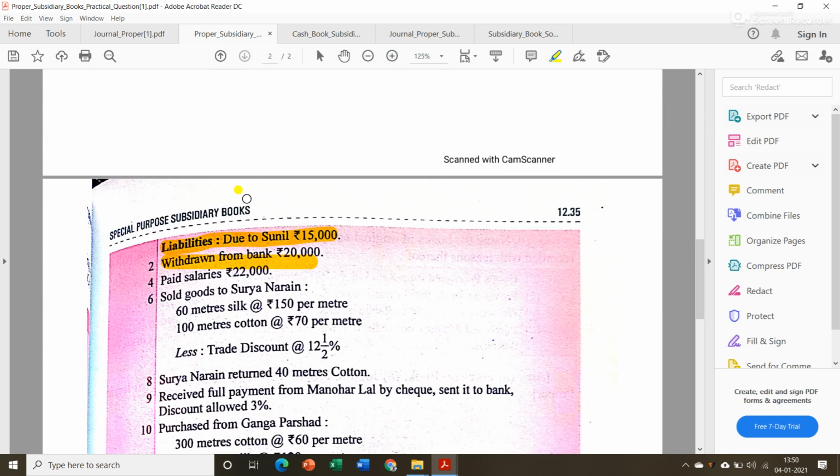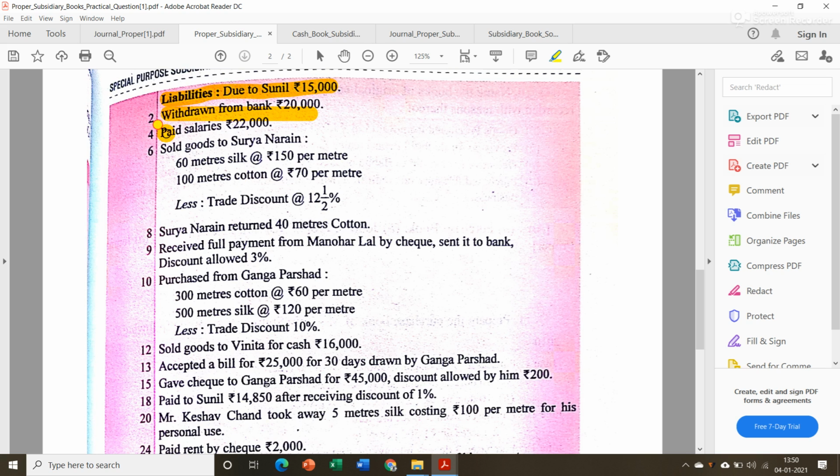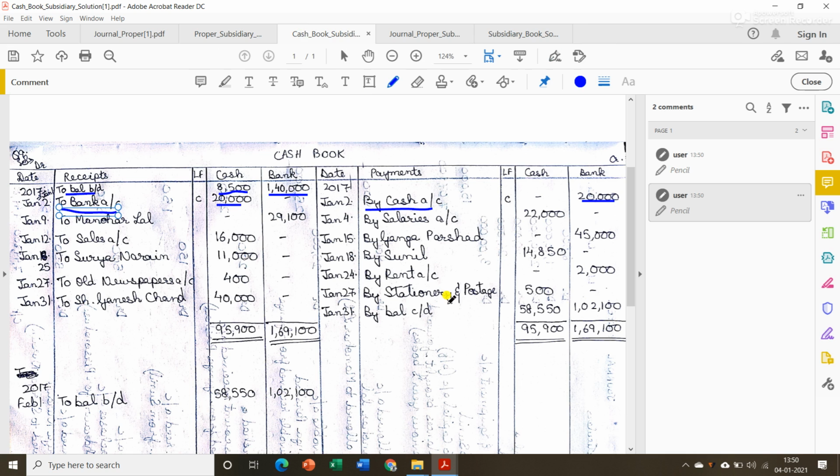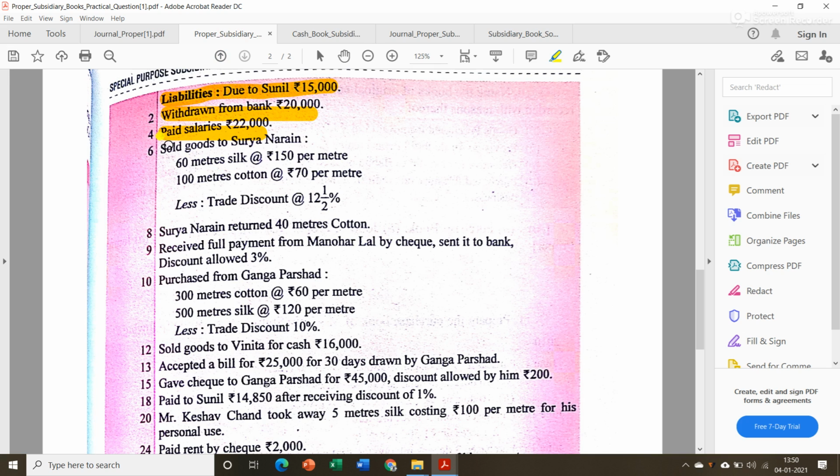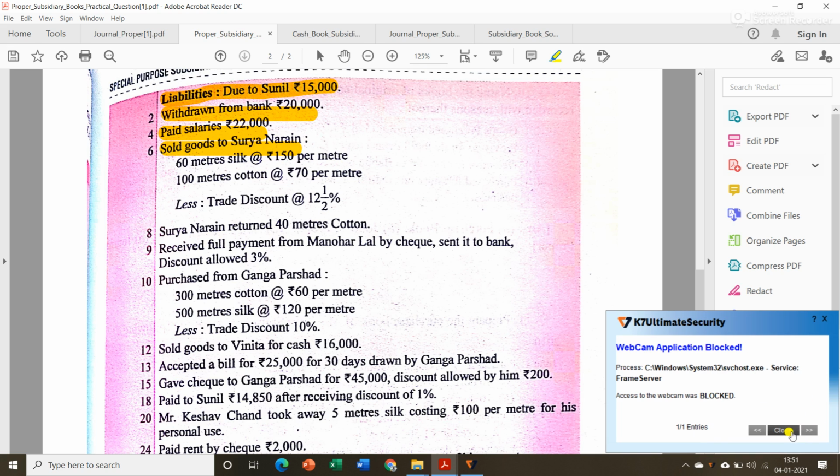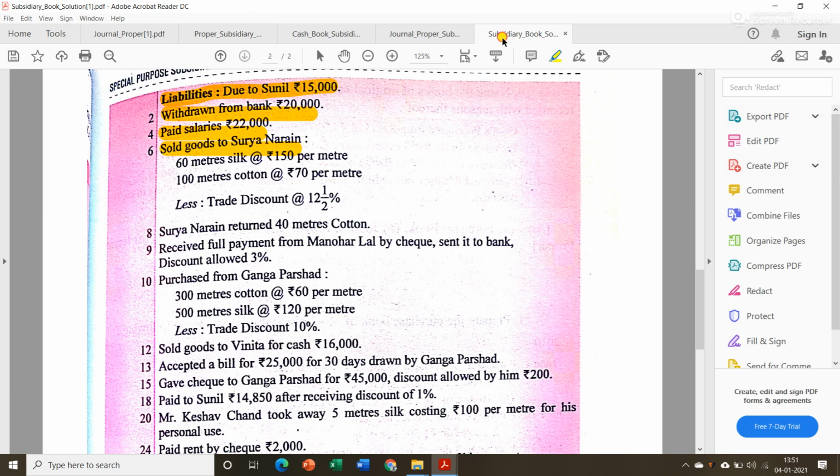Then next transaction we have on 4th January, paid salaries 22,000. That means we paid salary in cash, so we will write by salaries account 22,000 in the cash column. Then next we have sold goods to Surya Narayan. Since they haven't mentioned whether we sold goods on credit or cash, we are going to assume that we sold goods on credit. So every credit sales we record it in our sales book.